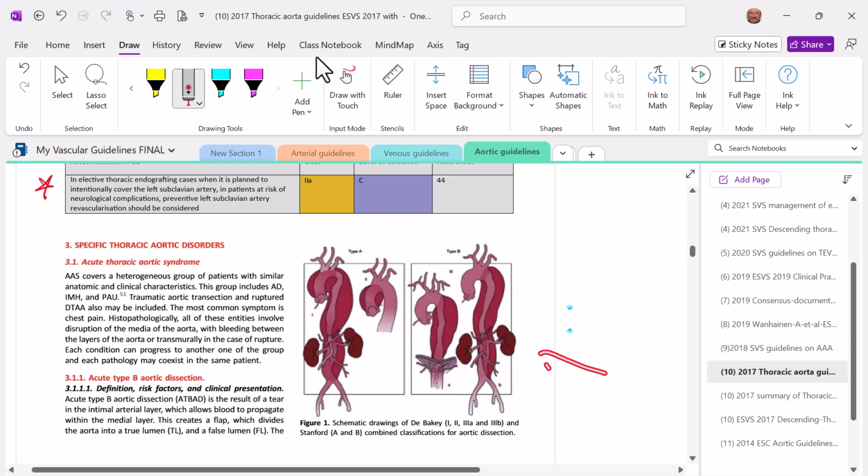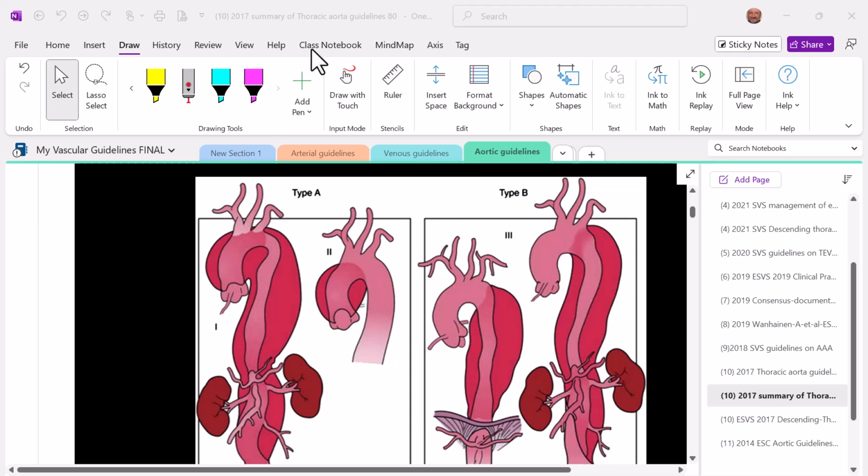You must memorize it very well before the exam, because this is the Bakey classification 1, 2, 3A and 3B, and Stanford A and B. I will show you a slide where all this is explained. Here is a diagram. As you can see, Stanford A and B. Stanford A is if you start from the ascending aorta all the way down, or only the ascending aorta. Stanford B starts below the subclavian artery, so the arch is normal. And this is the Stanford classification.